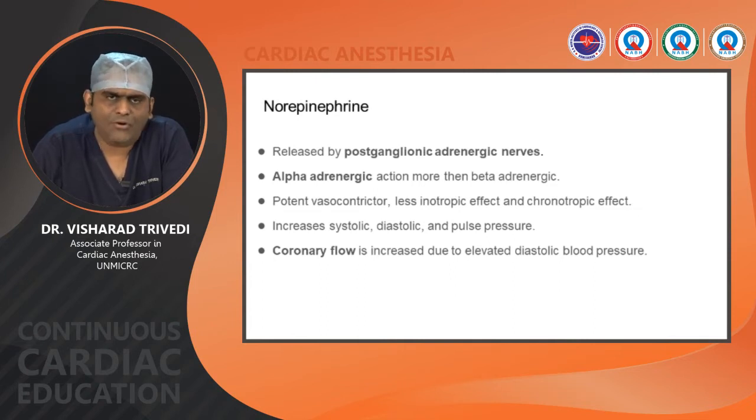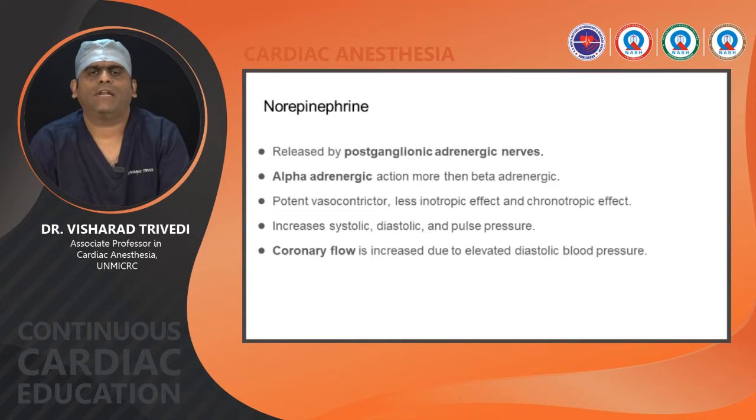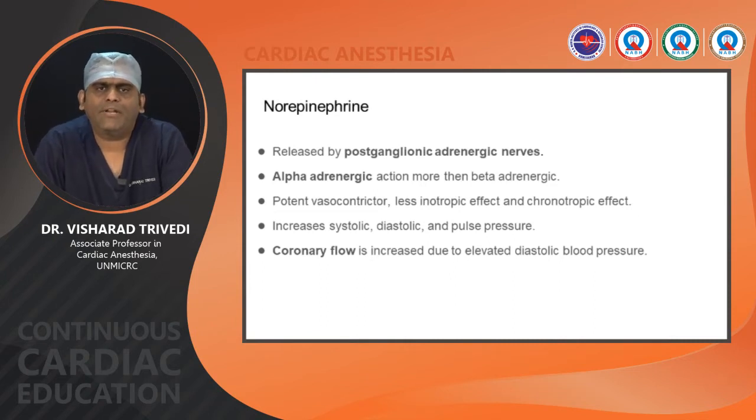So it is an inotrope, it will increase the cardiac contractility, but because of alpha predominant action, it will actually reduce the heart rate because of the reflex bradycardia. So noradrenaline, because of alpha predominant action, is a potent constrictor, with less inotropic and chronotropic action. It will increase the systolic, diastolic and pulse pressure. Coronary flow is also increased because of the elevated diastolic pressure.